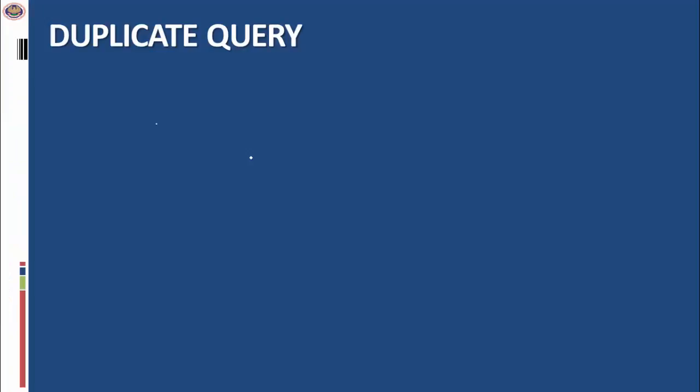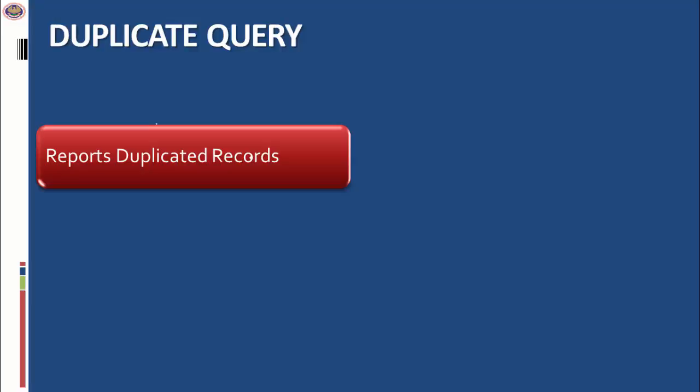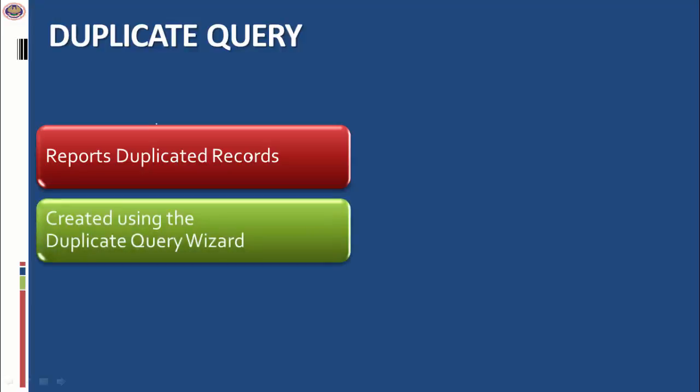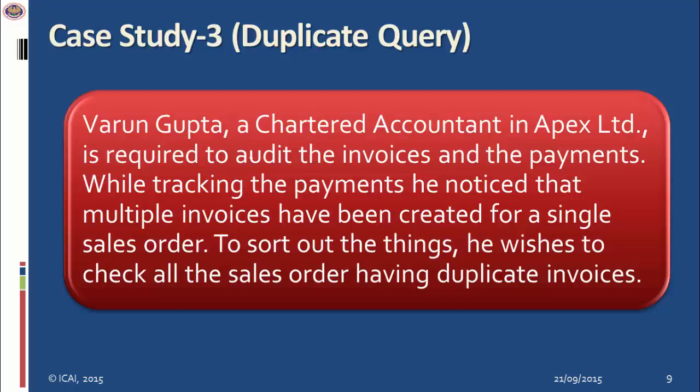Next option is the duplicate query. A duplicate query reports duplicate records. It is created using the Duplicate Query Wizard. Let us study a case study of a duplicate query. Varun Gupta, a chartered accountant in Apex Limited, is required to audit invoices and payments. While tracking the payments, he noticed that multiple invoices have been created for a single sales order. To sort things out, he wished to check all the sales orders having duplicate invoices.